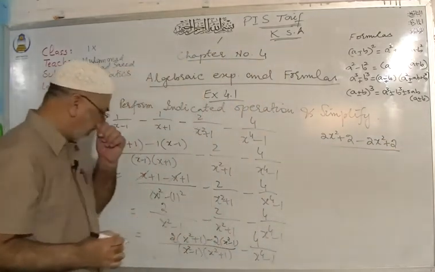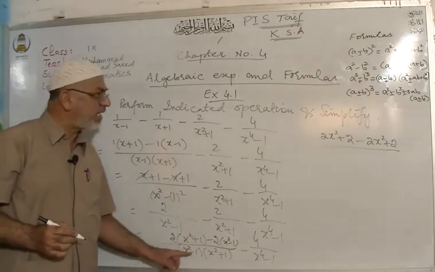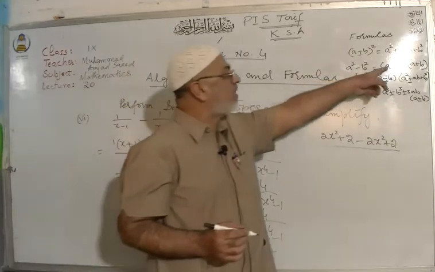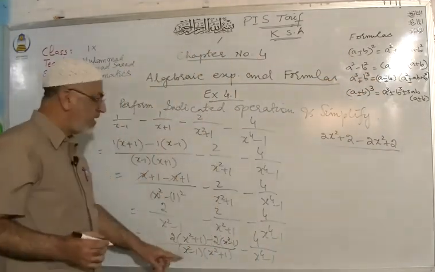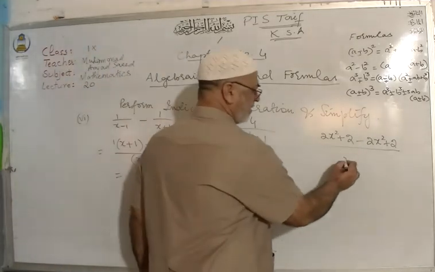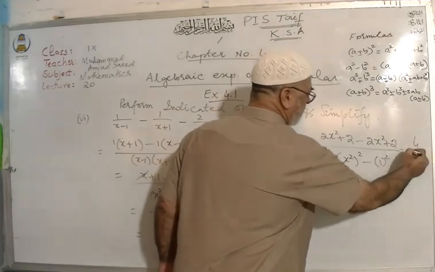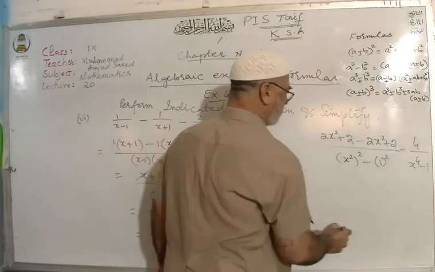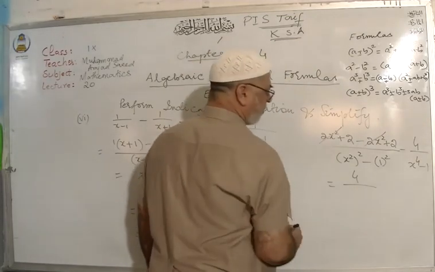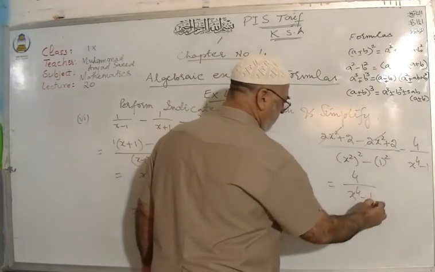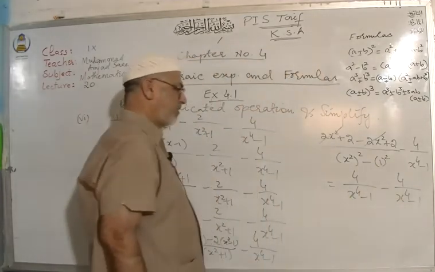Divided by x square minus 1, x square plus 1, and exactly the same like formula number 2. This is right hand side, first square. What is first square? X square whole square minus second square, minus 4 over x 4 minus 1. This is cancelled out. Here is 4 over x 4 minus 1 minus 4 over x 4 minus 1.